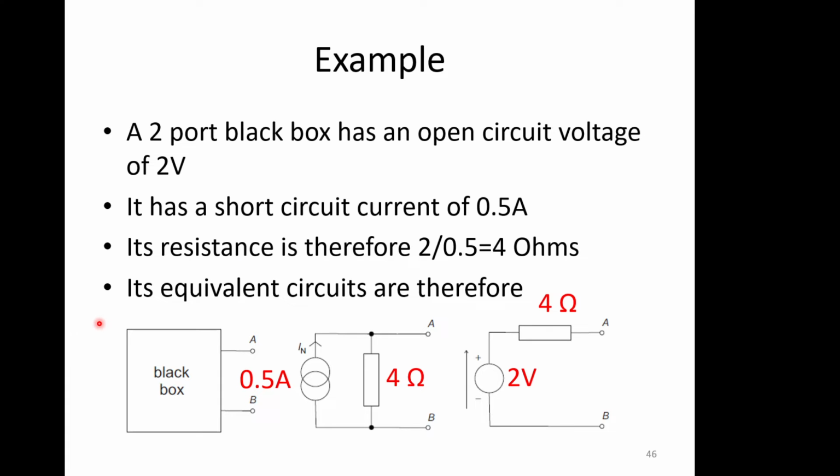Right, example. A two-port black box has an open circuit voltage of 2 volts because we've measured it with a meter. It has a short circuit current of half an amp because we've measured that with another meter. Its resistance is therefore 2 divided by 0.5, which is 4 ohms. So two simple measurements of its open circuit voltage and its short circuit current tell us that the equivalent circuit in this box is equal to this, or equally valid, equal to this.